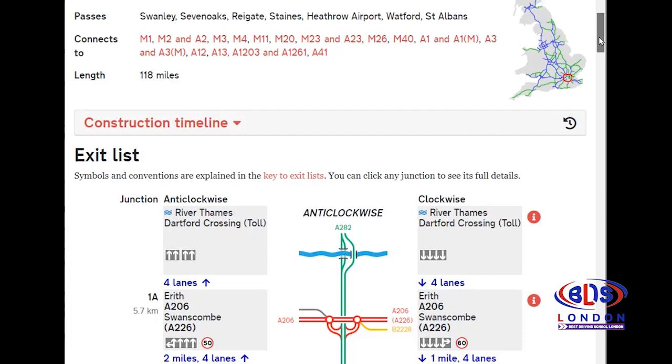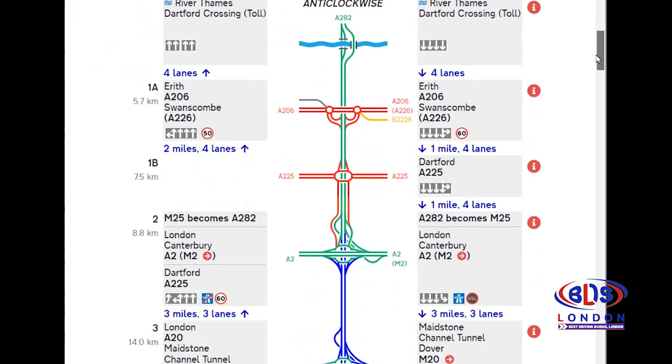Okay. So what we are looking at is the M25. Now, the M25 is clockwise, and it starts just as you get across the river, here's the little blue line for the river. When you cross the river, one is the tunnel, one is the bridge. If you are going south, you go over the bridge, and if you are going north at the Dartford crossing, you are going in the tunnel. That section of road is the A282 for all the reason I have just given you.